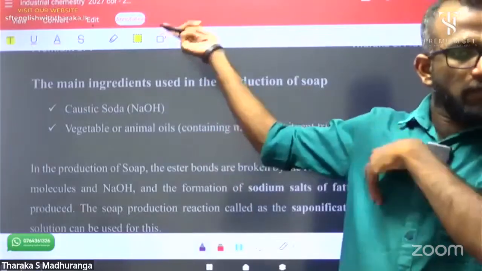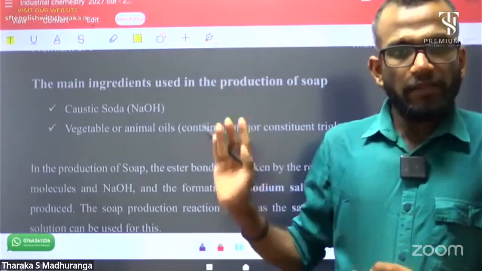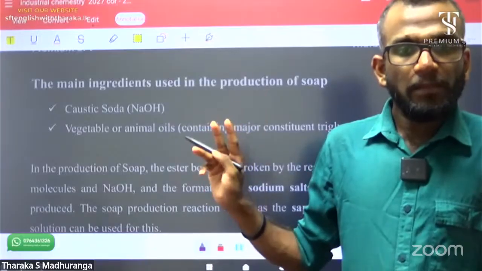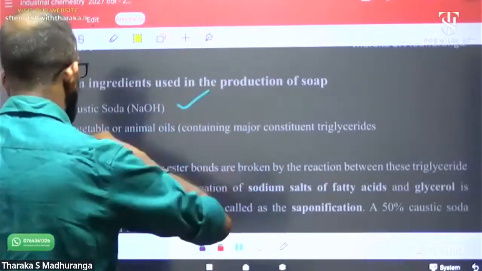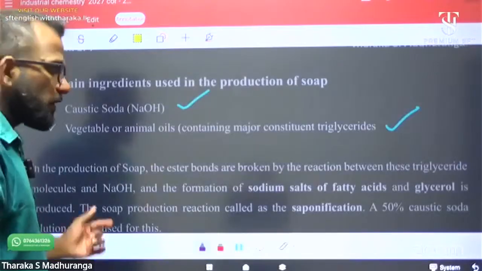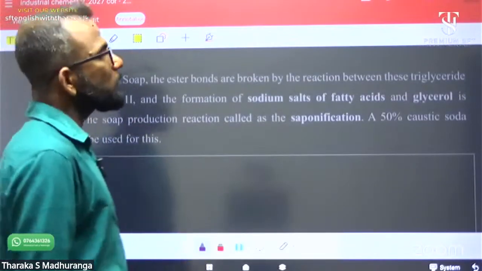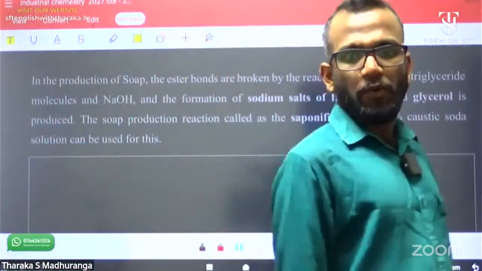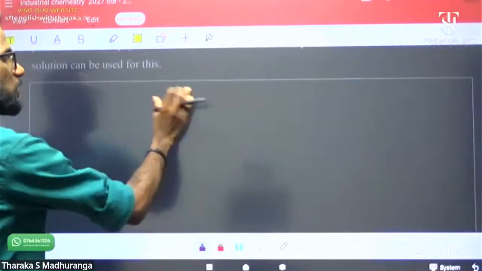The previous part we can discuss after the production process. The main ingredients to produce soap are caustic soda and vegetable oil or whatever triglyceride compound. Okay, that we already did. In the production of soap, the ester bonds, that's very important. This part is very, very important.